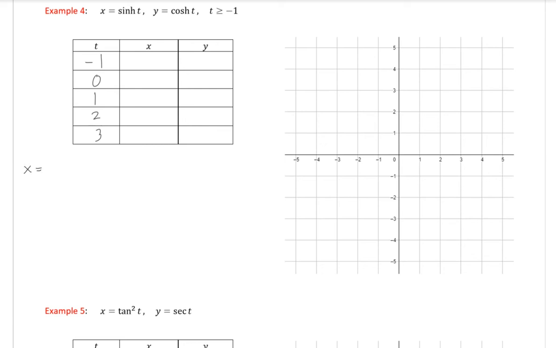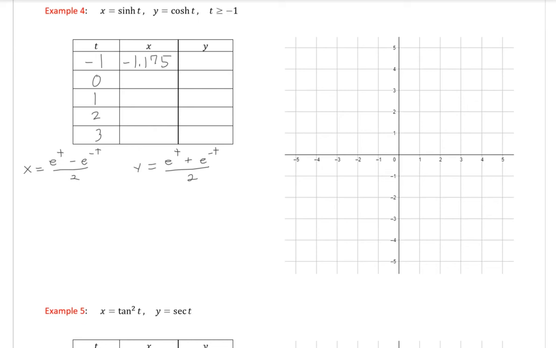We know that x is sinh, so that means that's e to the t minus e to the negative t over 2. And we know y is cosh, which is e to the t plus e to the negative t over 2. We can use these formulas to find what x and y coordinates are going to be. For example, if I do negative 1, what I get is e to the negative 1 minus e to the 1, and then if I divide that by 2, I get about negative 1.175.